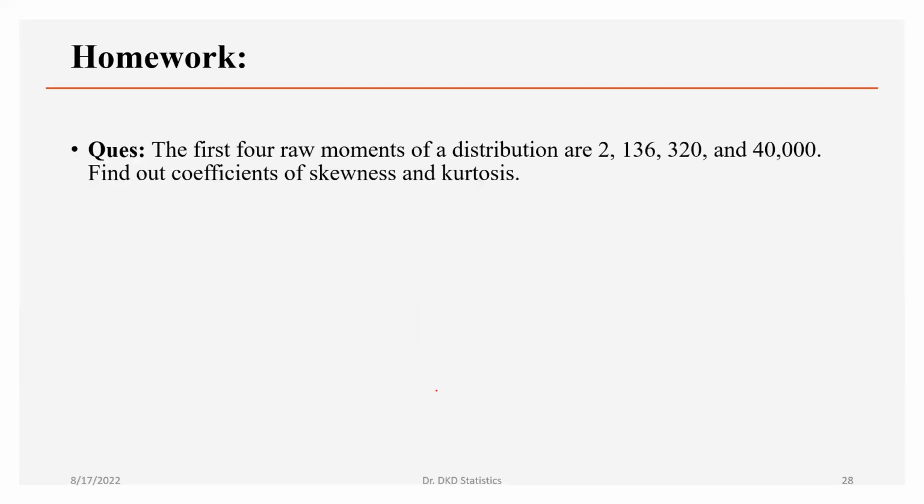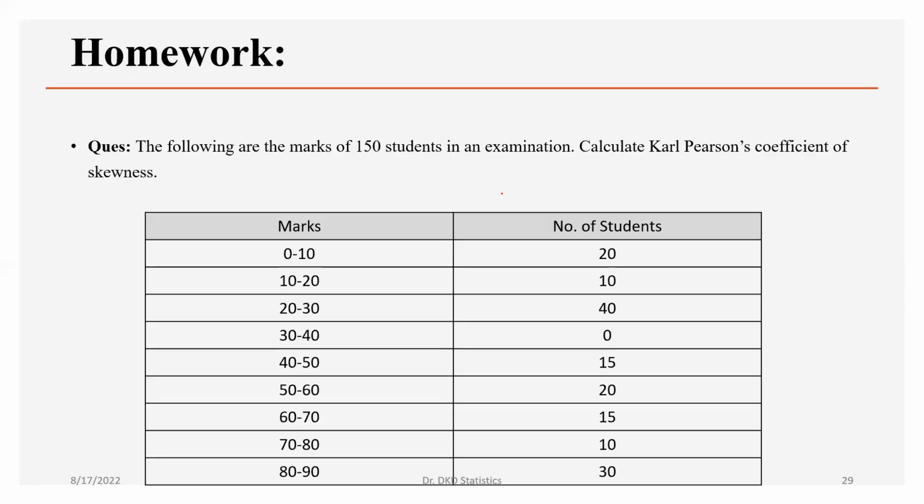Now we have one example for homework. Again four moments are given. For everyone who is watching, just practice and find the coefficients of skewness and kurtosis for this data. And we have another example. Grouped data is given for 150 students, and find the Karl Pearson coefficient of skewness. How do we get it? Everyone needs to practice and find the final results for skewness.